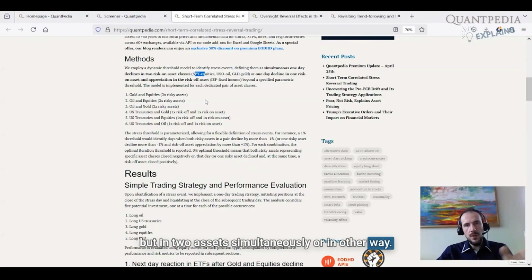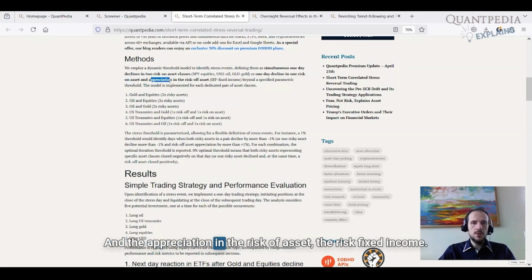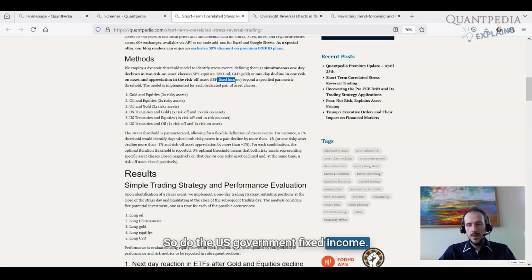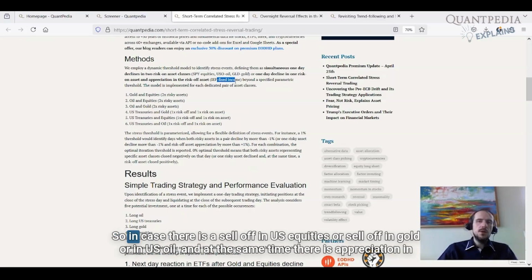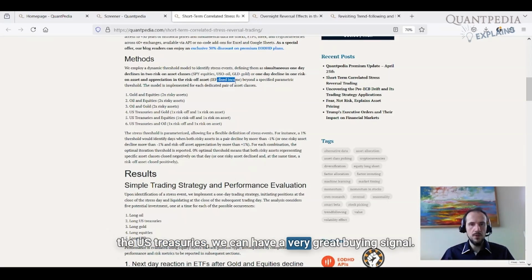Or in other words, we have a decline in one risk-on asset like SPY, and an appreciation in the risk-off asset, the US government fixed income. What does it mean? US government bonds usually react very strongly when there is a sell-off in US equities. So in case there is a sell-off in US equities or in gold or in US oil, and at the same time there is appreciation in the US treasuries, we can have a very great buying signal.